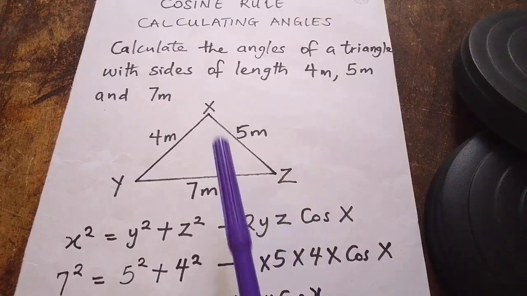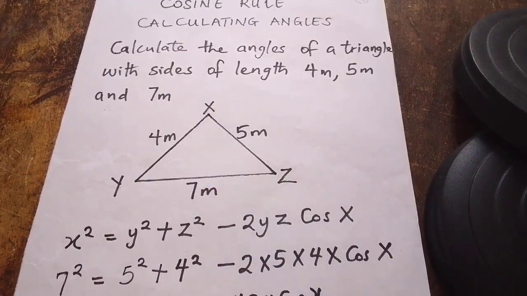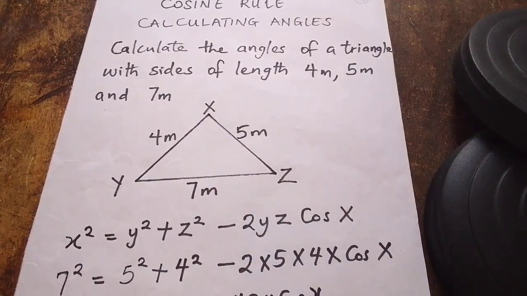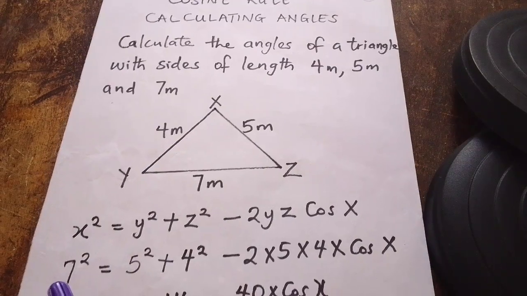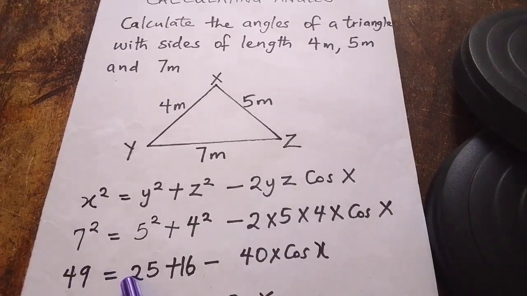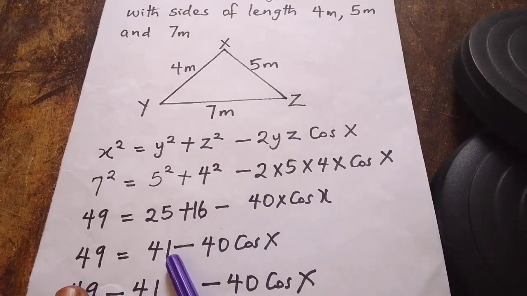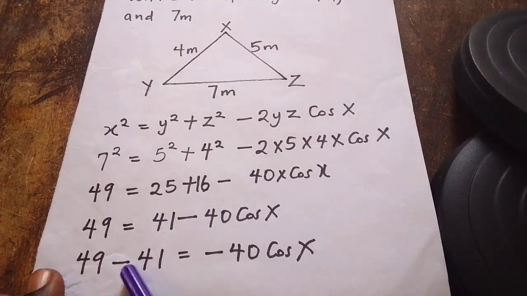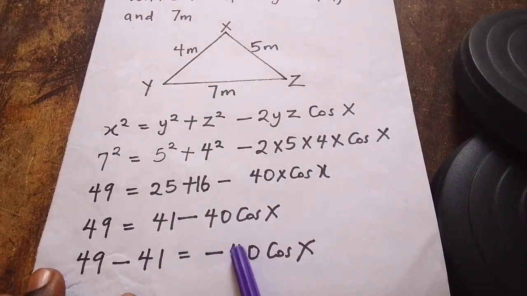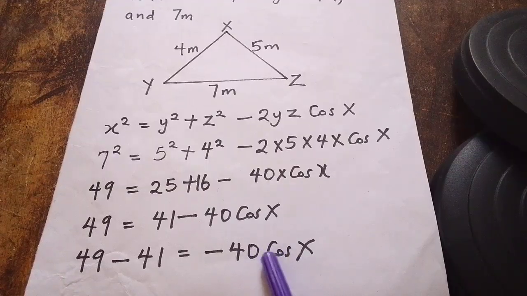We are not given the value for this angle here, so we can use this to find it. Now 7 squared gives us 49 equals 5 squared, which is 25, plus 4 squared, which is 16, minus 2 times 5 is 10, times 4 is 40 cos x. So 25 plus 16 gives us 41. When we bring this 41 to the other side, we have minus 41 equals minus 40 cos x.